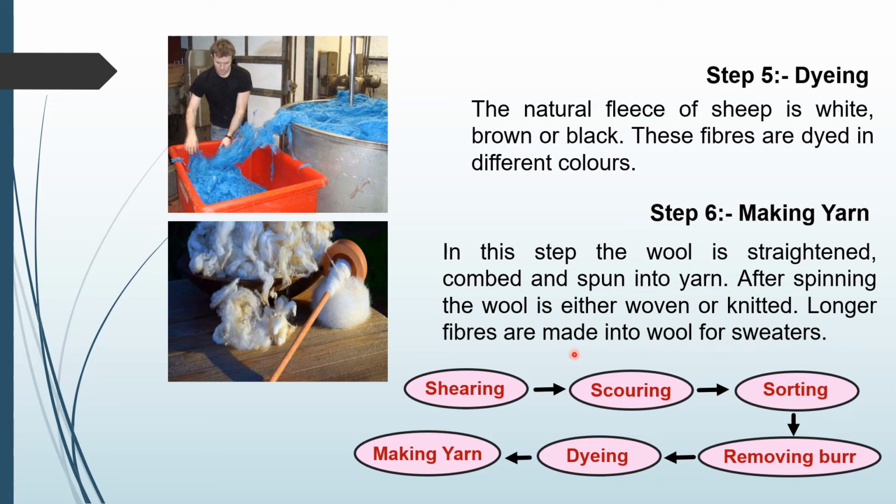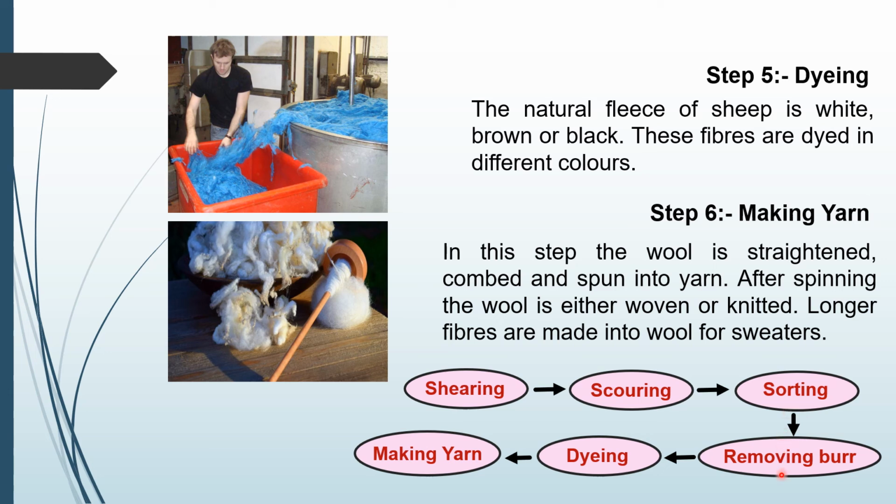I'm just reading out those 6 steps. Step 1, shearing. Step 2, scouring. Step 3, sorting. Step 4, removing burr. Step 5, dyeing. And step 6, making yarn. Shearing means shaving or removal of hair from the body of the sheep. Scouring means washing thoroughly to remove dirt, dust and grease. Sorting means that different textures are there, so we separate the different texture wool.